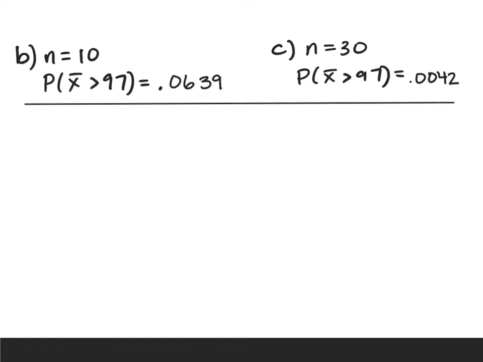All right, so here, remember we said that when our sample size was 10, we had 0.0639, so a little more than a 6% chance of ending up with a mean wait time that was greater than 97 minutes. And then we also just found out that if we took a sample of size 30, then our probability of having a mean wait time greater than 97 minutes was not even 0.5%. A very, very unusual, very small chance of that happening.